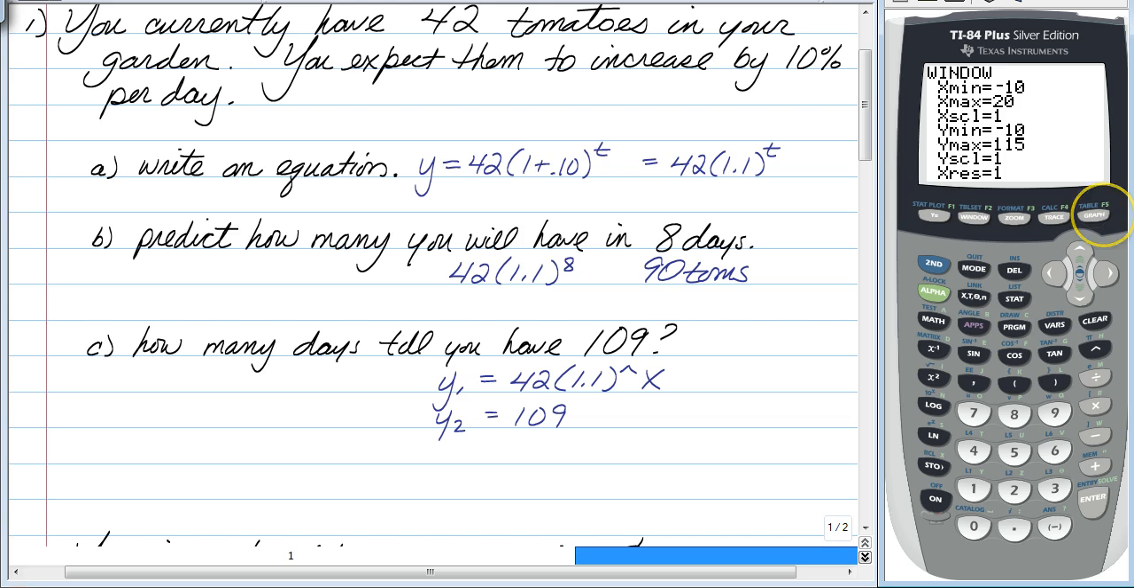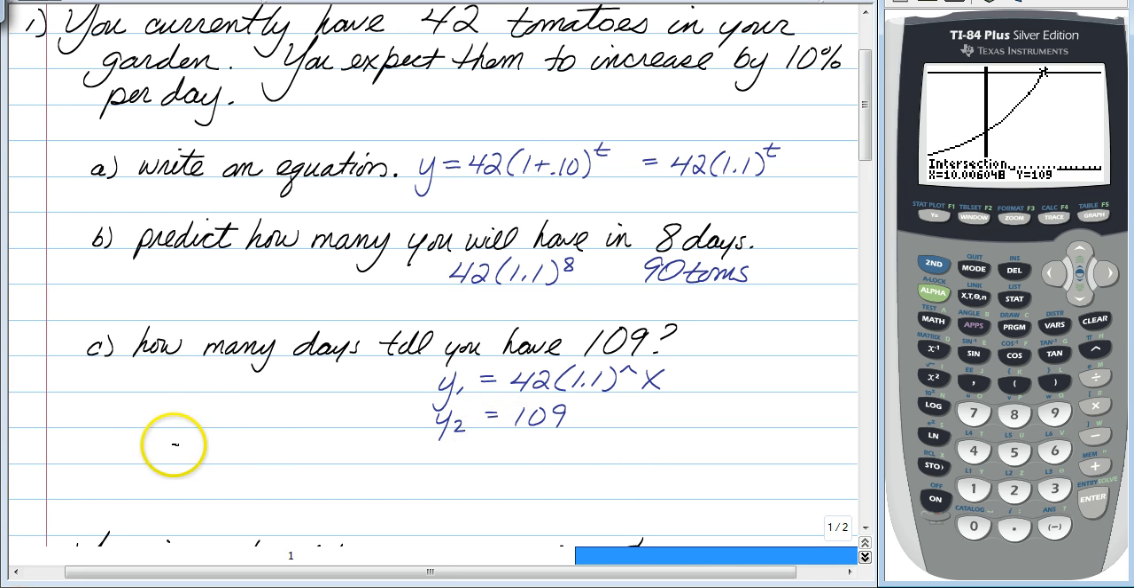Now when you press graph, you're going to see the graph because you have enough space to see it in your window. So there goes your Y1 and there goes your Y2. Now to find that value, you just have to press second, then the trace button, which is calc, then press number 5, which is intersect, and click enter 1, 2, 3 times. It's going to find that the intersection point is approximately 10 days.